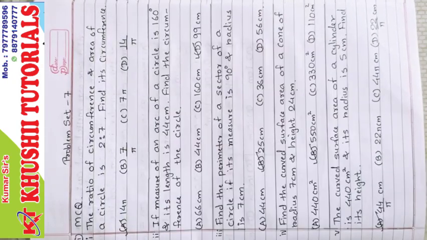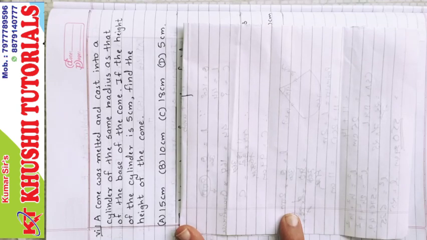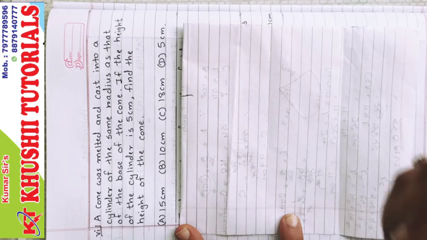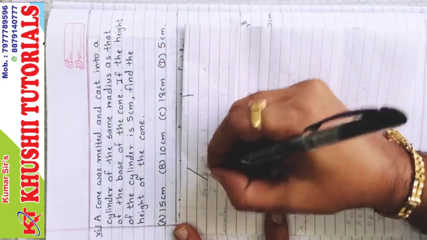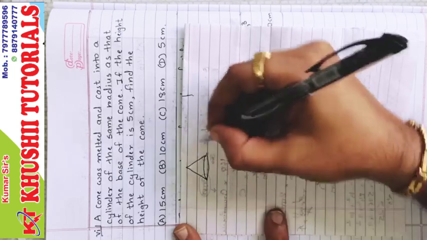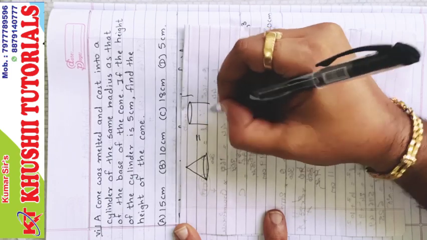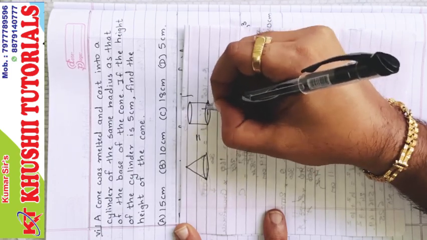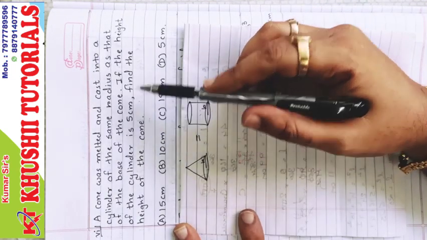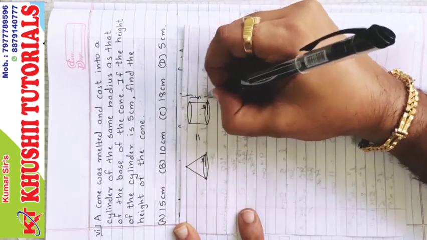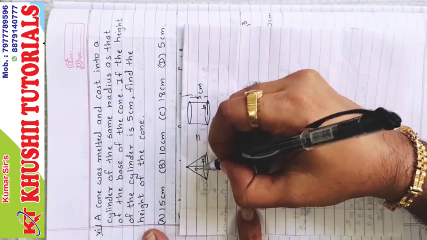Hope you understood the first 5 MCQs. A cone was melted and cast into a cylinder of the same radius as the base of the cone. So we will assume this is the cone which was melted and formed into a cylinder. Both have the same radius, which is r. Now if the height of the cylinder is 5 centimeter, find the height of the cone.